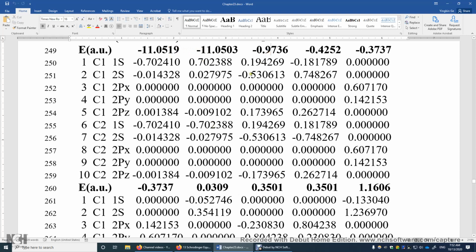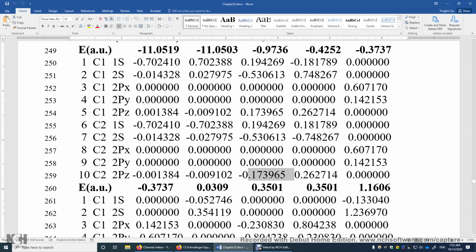Now this one, okay, 2s, they have the same sign. Negative 0.5, negative 0.5, so constructive interference, and then it's contaminated by 2pz and 2pz. All right, you can see the sign, positive 0.17. This is negative 0.7. Actually, when the signs are different for the 2pz interaction, it's constructive interference.